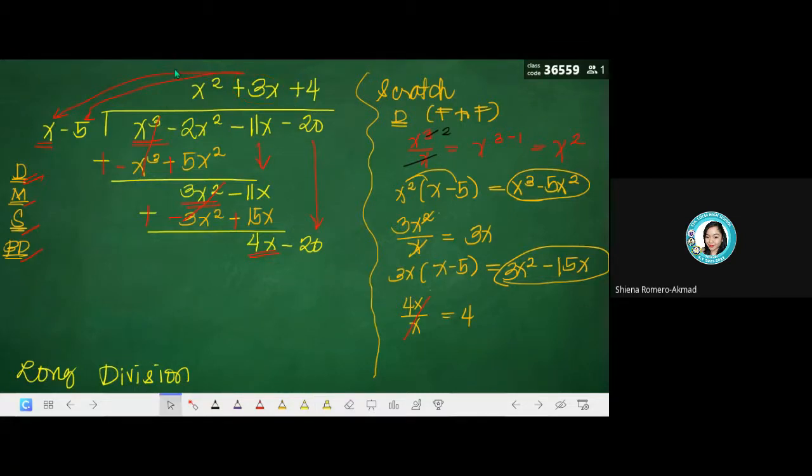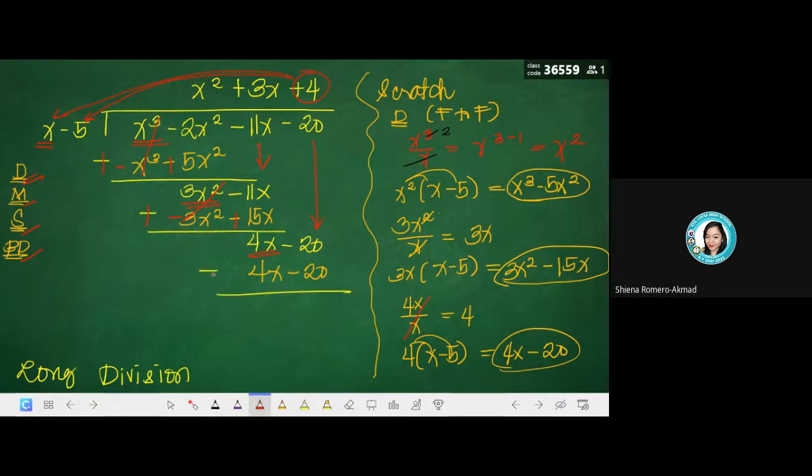Let us erase this. Yan. Ngayon, si positive 4 naman, yung i-multiply natin to both of the terms in the divisor. So, we have positive 4 times x minus 5. Distributive property will have 4x minus 20. So, we will write it here. Okay, ganun lang yung sistema natin. So, we have 4x minus 20. Then we will proceed to subtraction. Then we have to change the sign. Then add it.